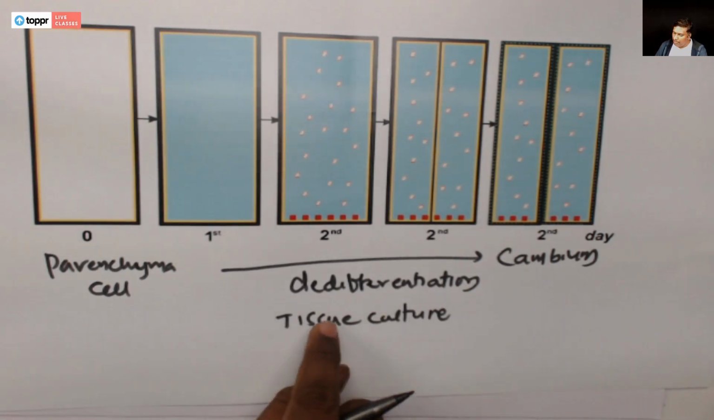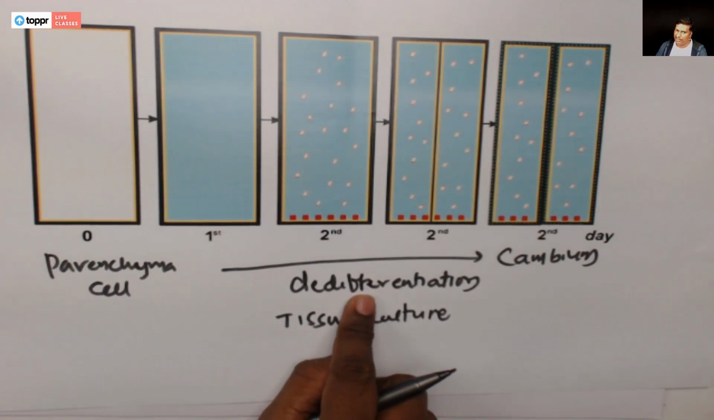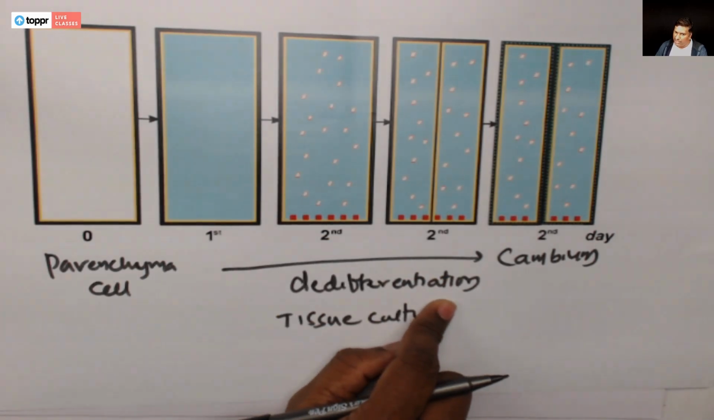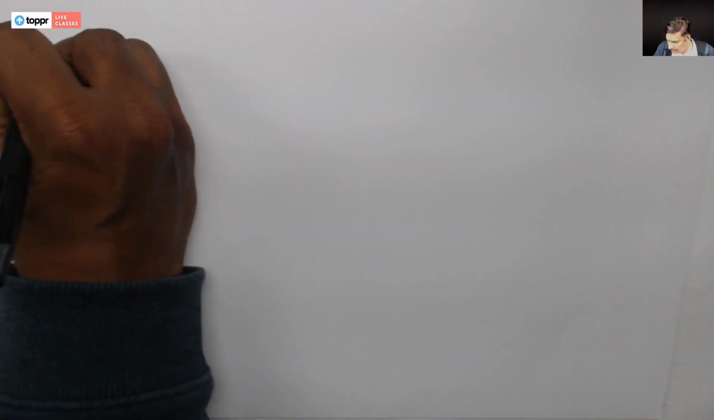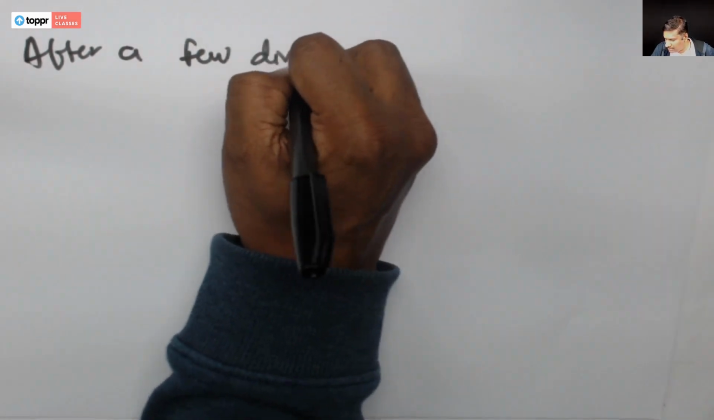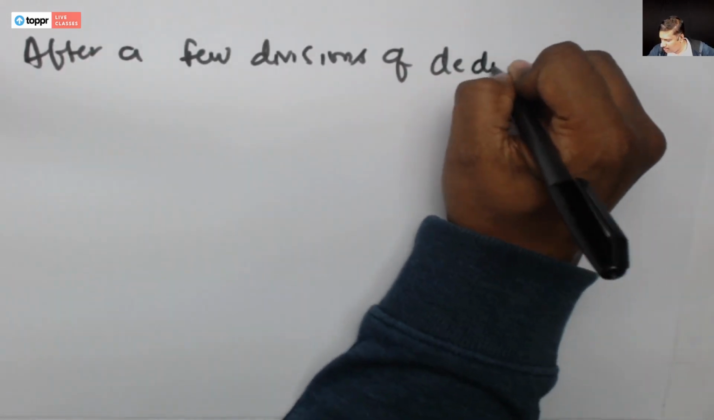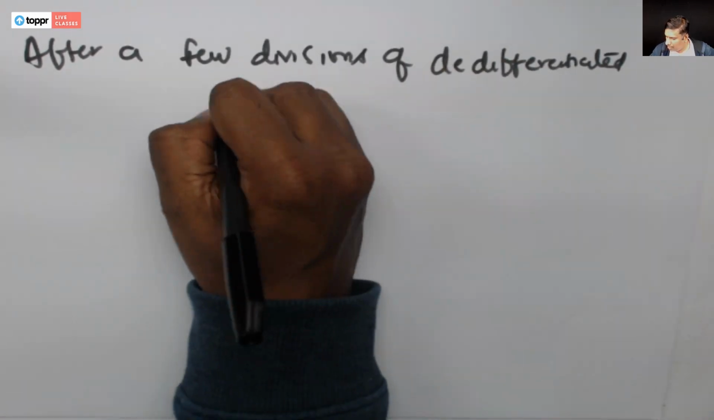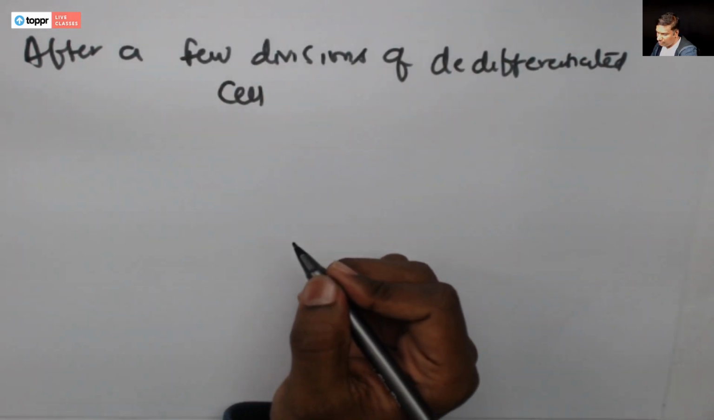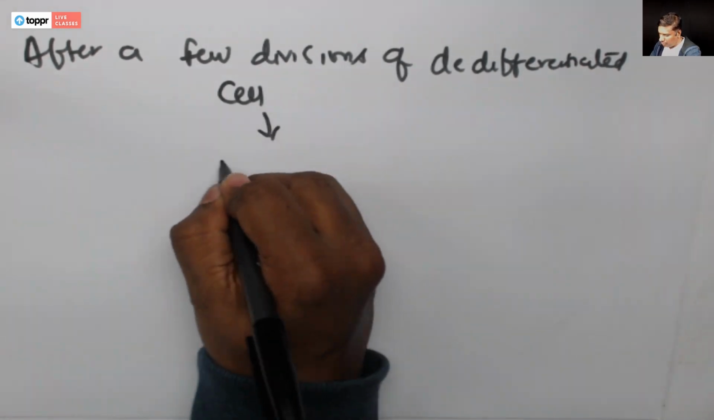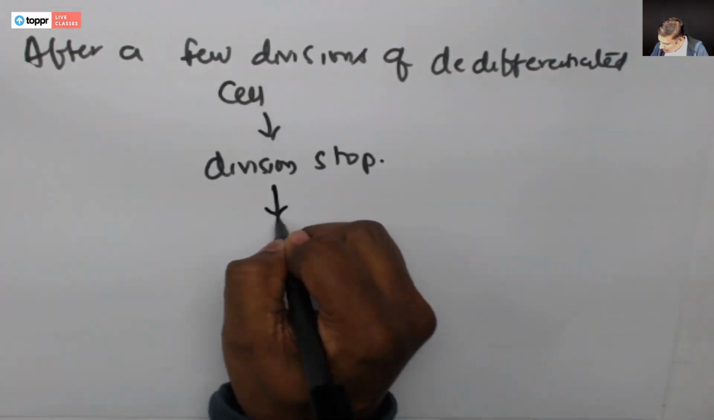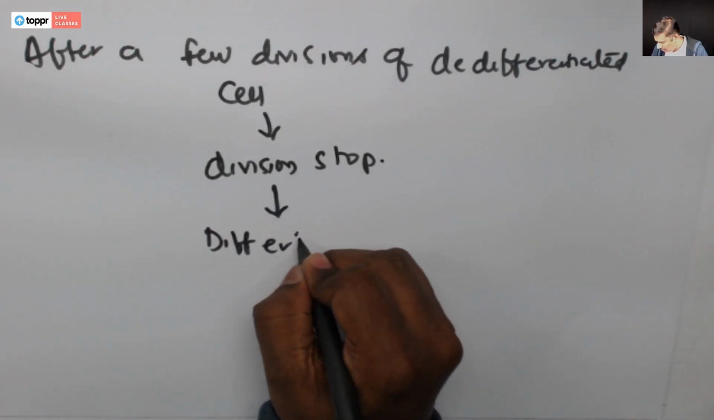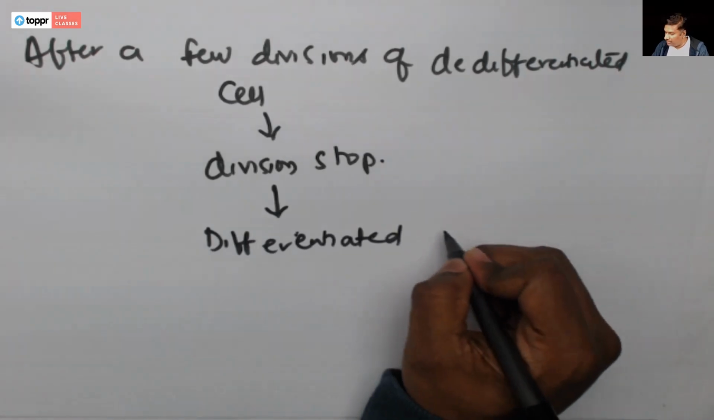The reason why it can do that is plant cells have the ability to de-differentiate. This is a unique phenomenon where a differentiated cell can go back to its original progenitor form and start dividing again. Now, after a few divisions of the de-differentiated cell, the division will stop, and when it stops, the cells are again getting differentiated.